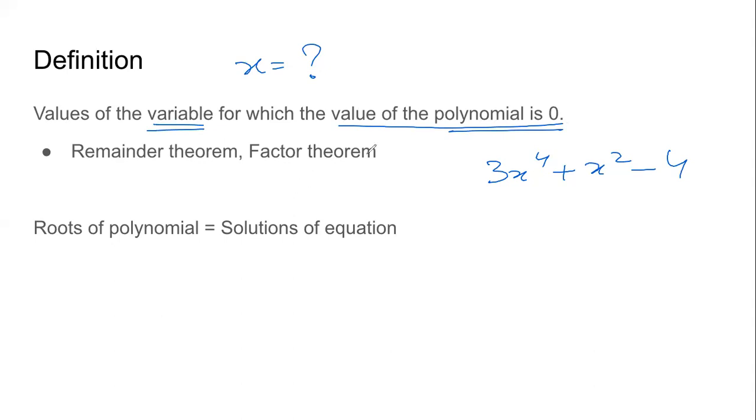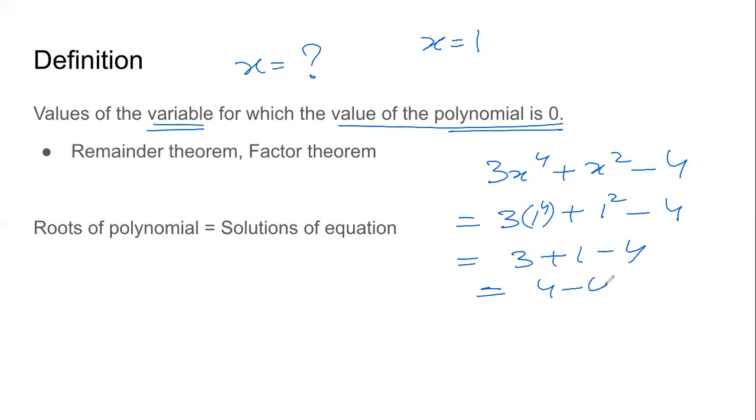This is easy. If we take x equals to 1, then we can find the value of this polynomial by just substituting 1 in place of that variable. So this becomes 3 times 1 to the power 4 plus 1 to the power 2 minus 4. 1 to the power 4 is 1, 3 into 1 is 3, plus 1 minus 4. 4 minus 4, 0. Because if we take x equals to 1, the polynomial becomes 0, we will say that x equals to 1 is a root of this polynomial.